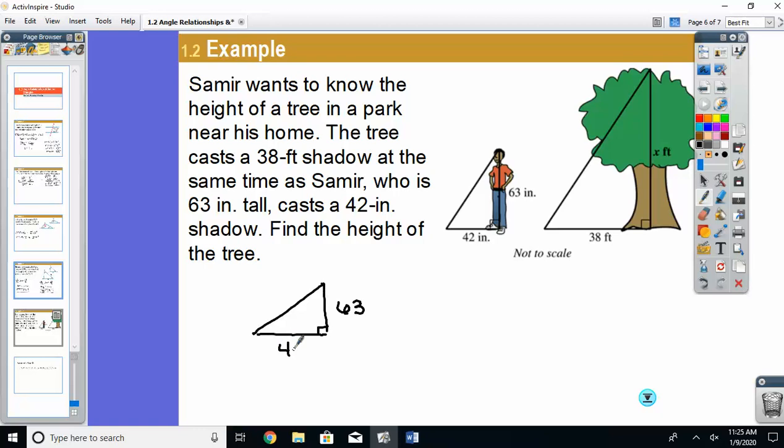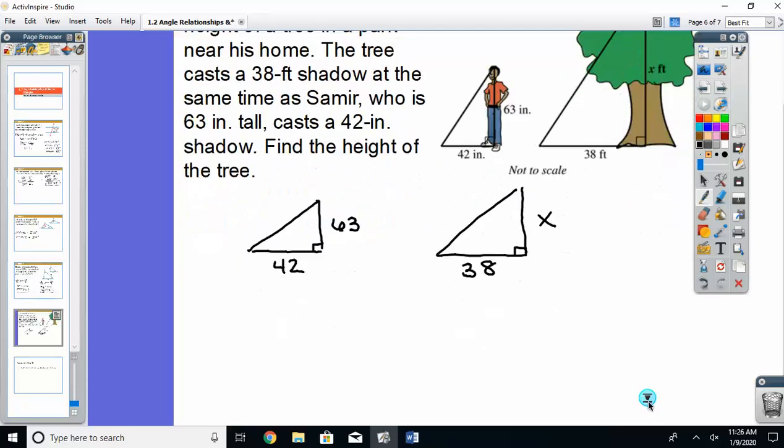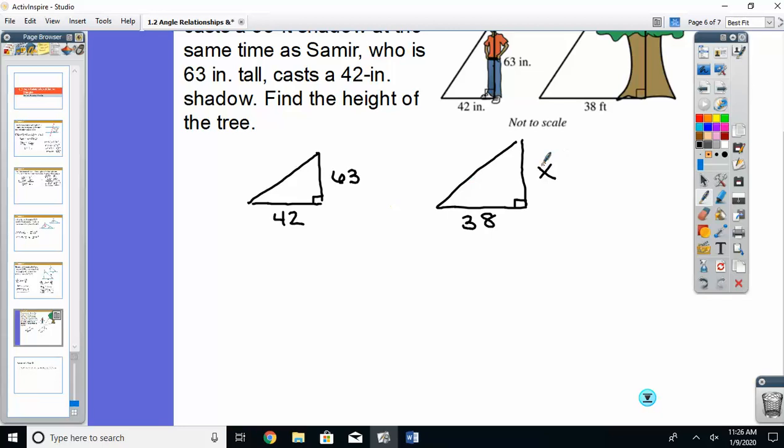We know his shadow goes on the ground. That's 42 inches. We have a different unit here. The height of the tree we don't know. We know its shadow is 38 feet. If you change them to be the same units, that's okay, but you actually don't have to. Because both units in this picture are feet and both of them in this picture are inches, you're okay. As long as within the same triangle you don't have different units, you can leave it as it is.